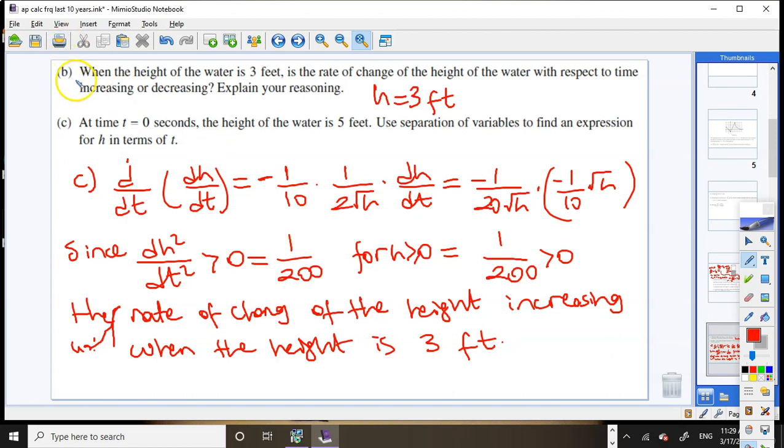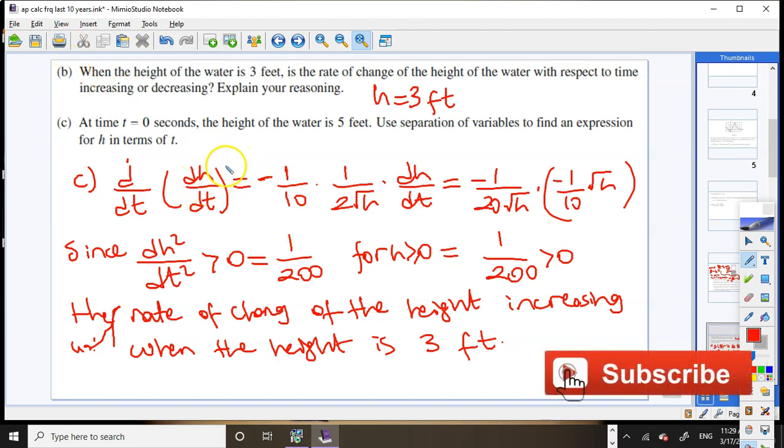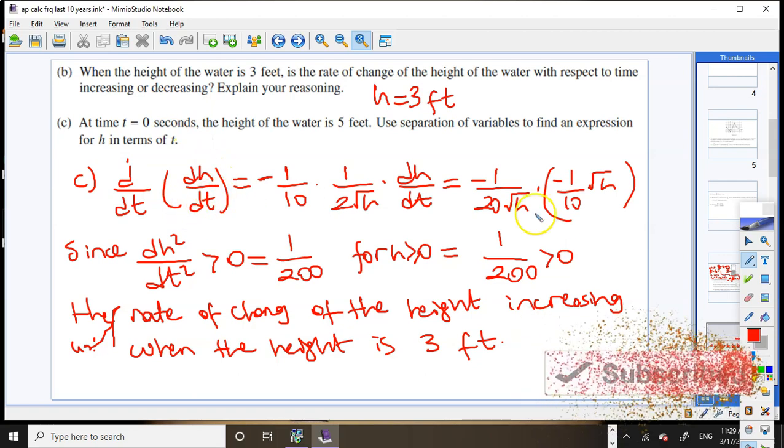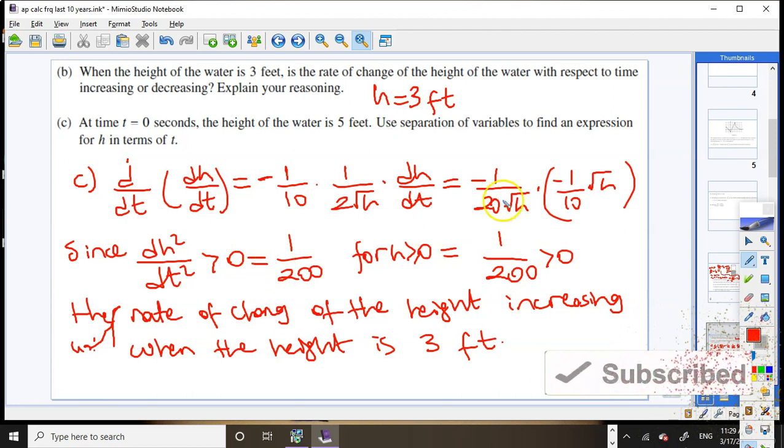So part B, we took a look at the rate of change in dh over dt, which is the second derivative. So we ended up with this answer, as you can see, which is 1 over 200, which is bigger than 0, which is positive. So since the rate of change in dh over dt is positive, it's increasing when the height is 3 feet. Okay. All right, let's move on to part C.